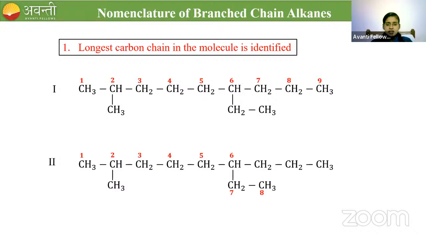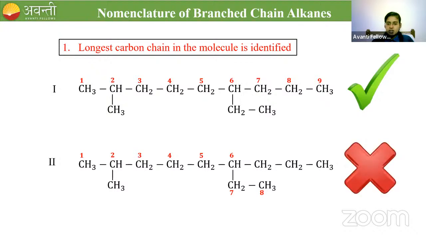So which one is correct, the first one or the second one? Which is the longest chain? Every time the longest chain need not be a straight chain. It can be a zigzag kind of thing also. You should not keep in mind that every time the longest chain will be the straight chain. Nandini, very good. The correct answer is the first compound, because it has 9 carbons. That is the correct way of finding the longest carbon chain, and the second one is incorrect.